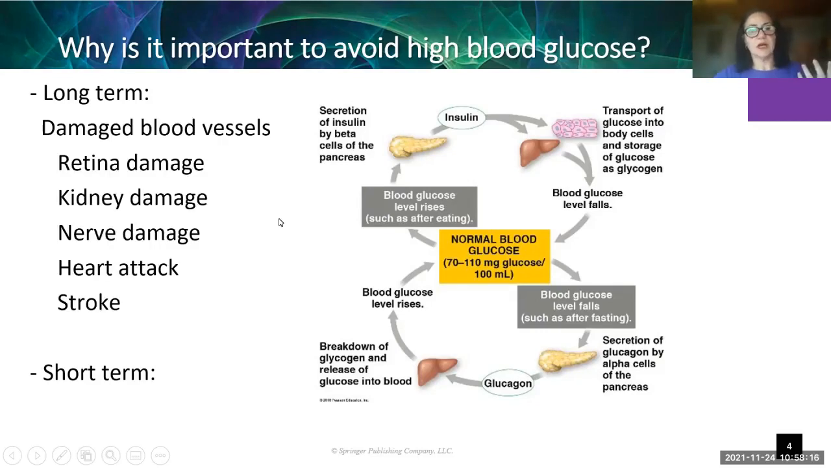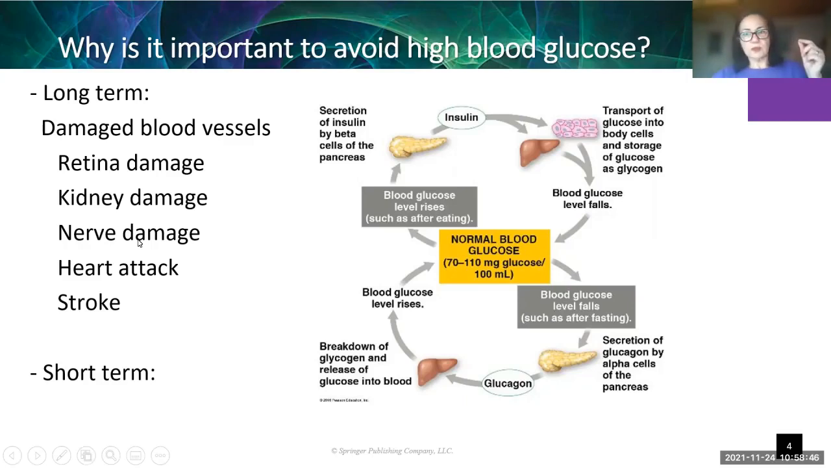All right, so long-term consequences, it all boils down to the damaged blood vessels. The first three that are listed here are a result of microvascular damage, damage to the capillaries. And the three places we look for it and we see it is in the retina, there's problems with vision, in the kidneys, so there's problems with renal function, and in the nerves. And so there's problems with neuropathies.